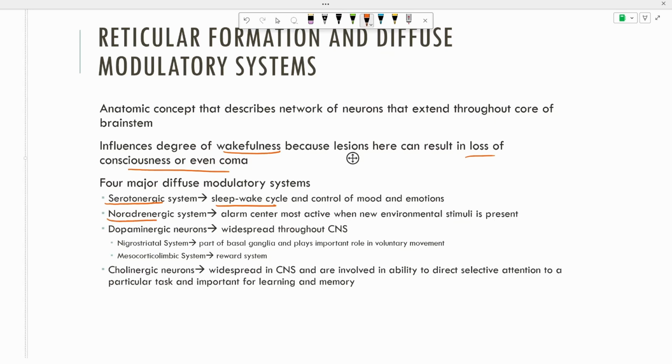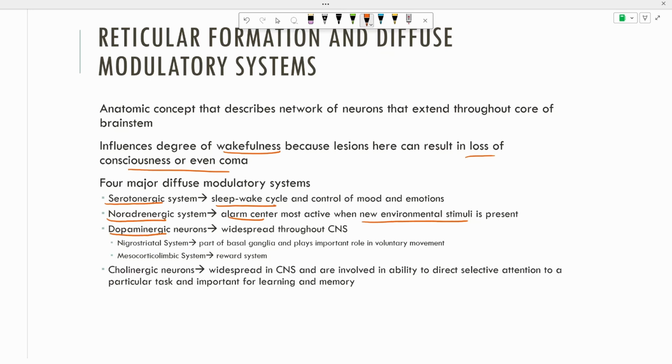You have the noradrenergic system. Noradrenergic, what type of system are we stimulating? Sympathetic nervous system. So alarm center. Okay, new environmental stimuli is present. If you have an alarm go off on your phone and it wakes you up, your sympathetic system is going to be activated because you got woken up abruptly.